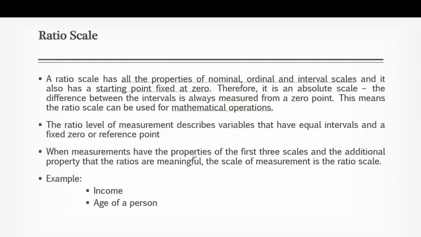The ratio level of measurement describes variables that have equal intervals and a fixed zero or a reference point. So I already told you there is a fixed zero or a reference point. Okay, it means zero is a meaningful zero. It is not arbitrary. It is not designed by you. In case of interval scale, temperature, zero temperature is decided by us, human beings. The scientific community has decided that zero means the temperature where water turns into ice. That is interval scale. It is not absolute zero.